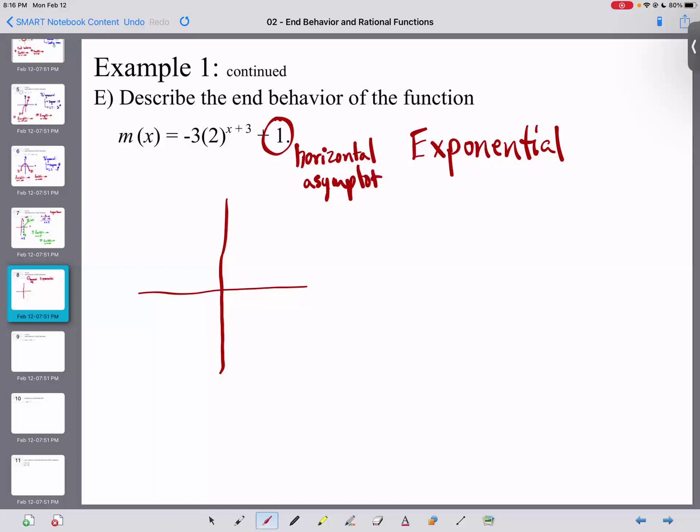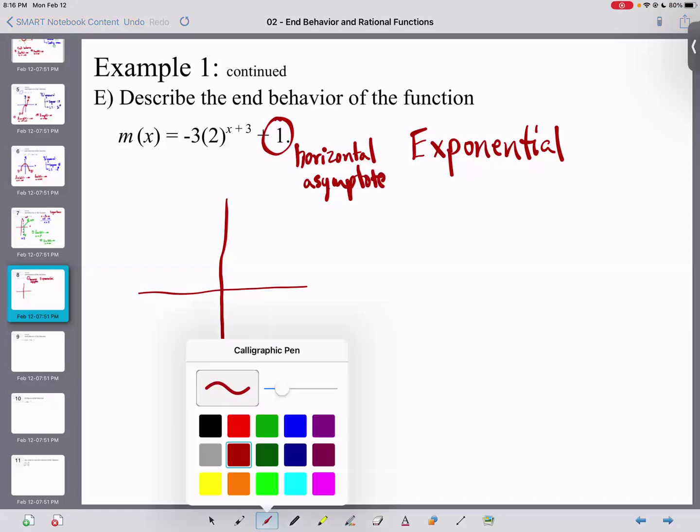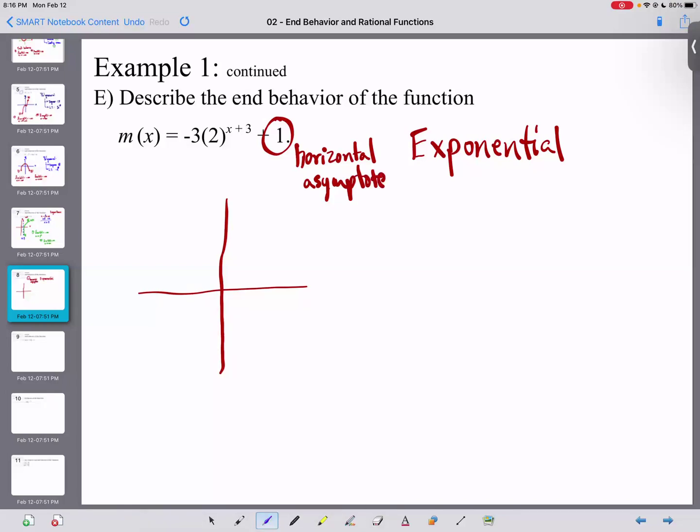Well, it'll be y equals that amount. So I'm going to go up on the y-axis 1 unit, like that, and we're going to have a horizontal asymptote. Now, because my a value is less than 0, we're going to be on the negative side. We're going to be underneath that horizontal asymptote.